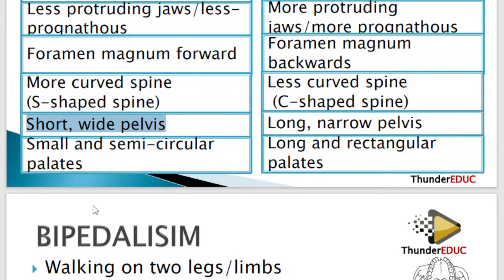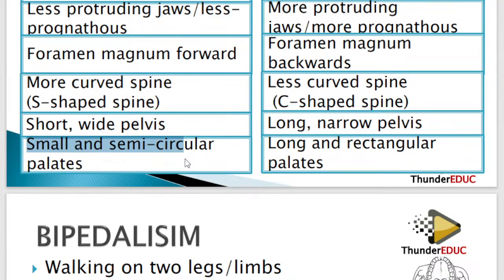Because they are long and narrow, they can't support the upper weight. So if you are short and wider, lucky you. Then you are saying that you have a small, semicircular pelvis.